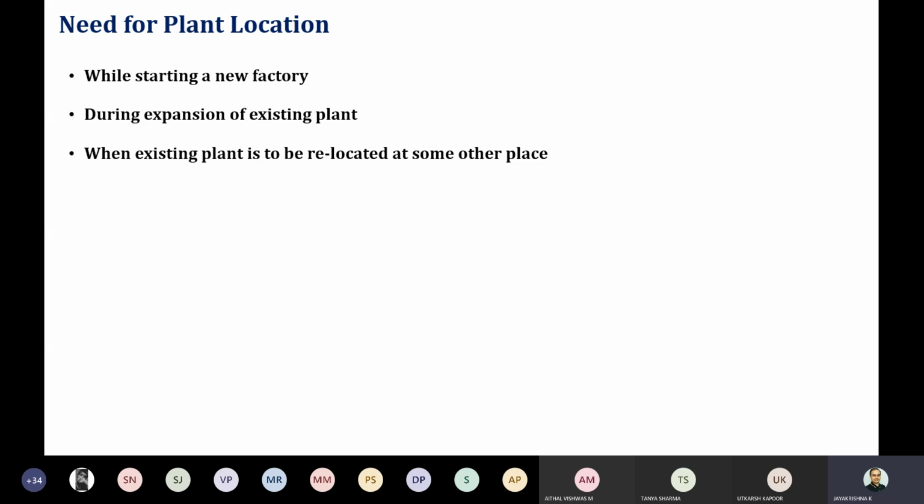I hope you understand. This applies when you're going to start a new factory, or go for a new location, or whenever you're going to expand your company. At that time, plant location plays a very important role. To keep it short, every time we are establishing something new, or planning for relocating, we look for a plant location.